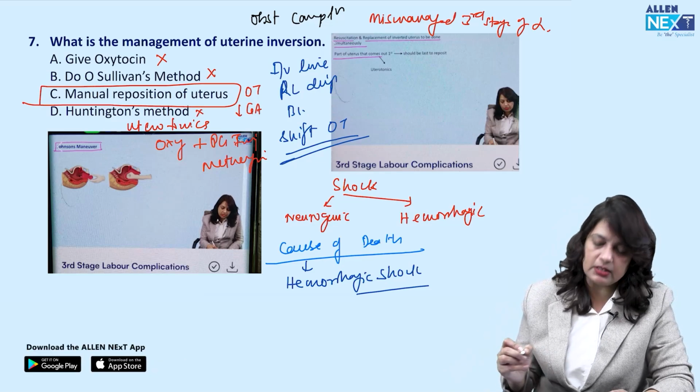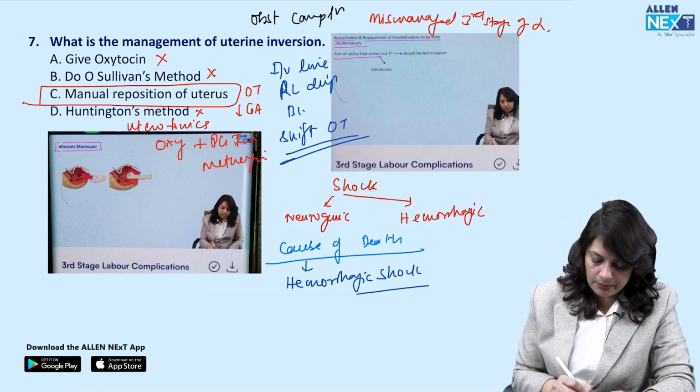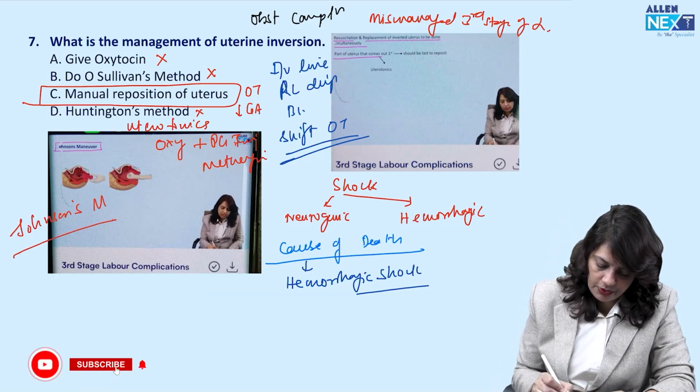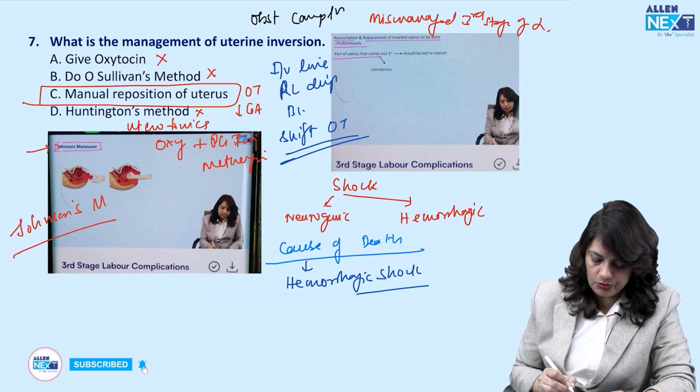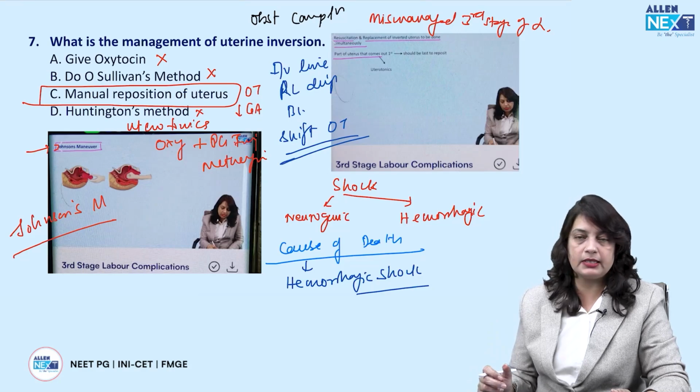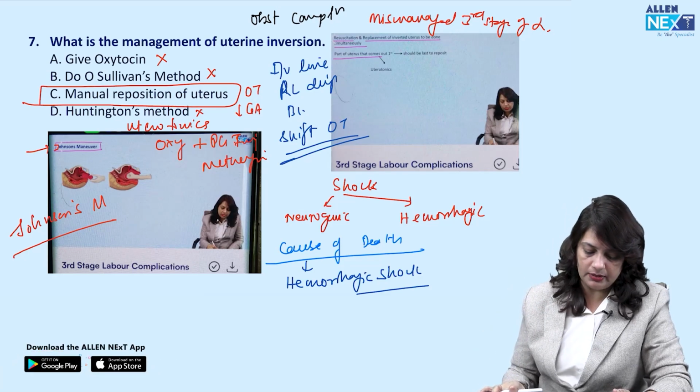Huntington's method is a surgical method of reposition. So the maneuver done is a Johnson's maneuver, where reposition of the uterus occurs back into its anatomical position, and this is done by manual method.